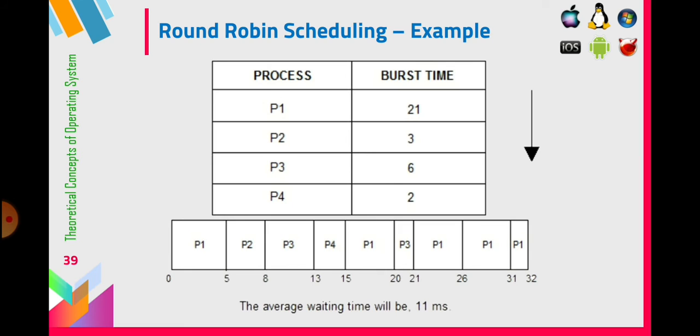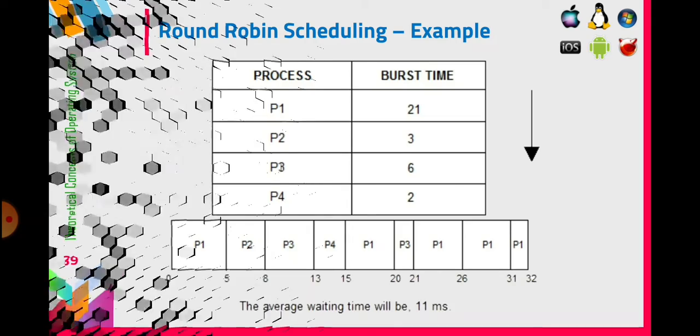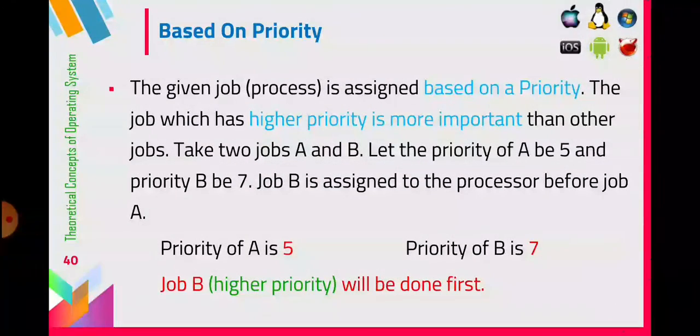First the P1 process is processed. After 5 seconds, next it will take the P2 process. P2 has only 3 seconds, so after 3 seconds P2 is completed, and again it takes P3. So for each and every process I have to allocate a time, and based on that time the process can be executed.